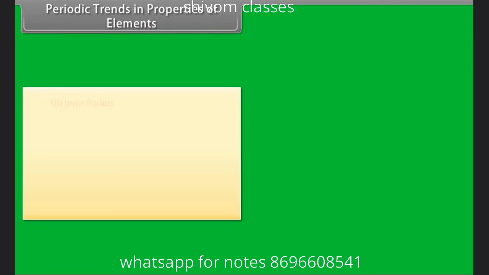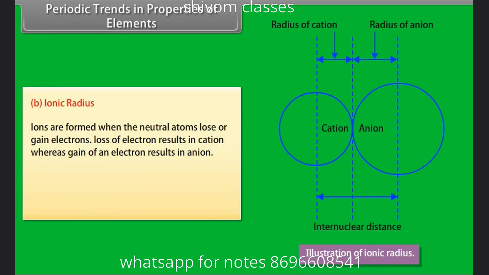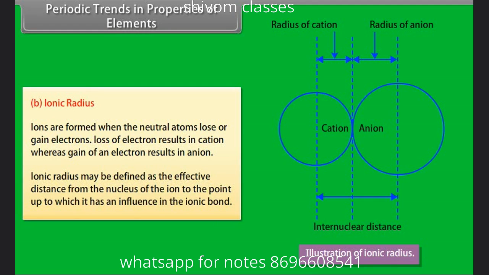B. Ionic radius. Ions are formed when the neutral atoms lose or gain electrons. Loss of electron results in cation, whereas gain of an electron results in anion. Ionic radius may be defined as the effective distance from the nucleus of the ion to the point up to which it has an influence in the ionic bond.